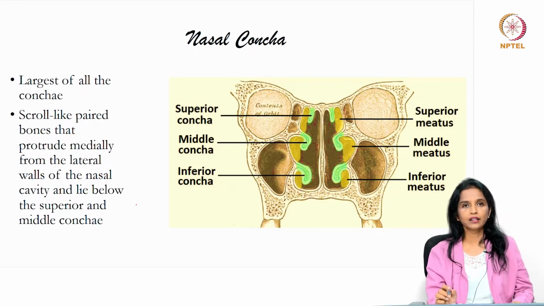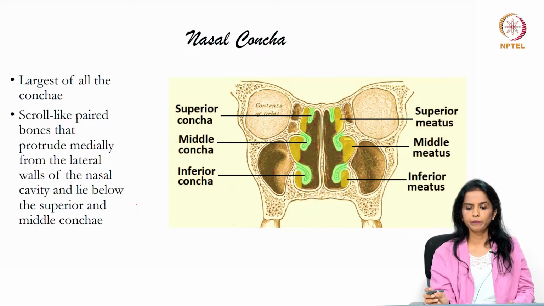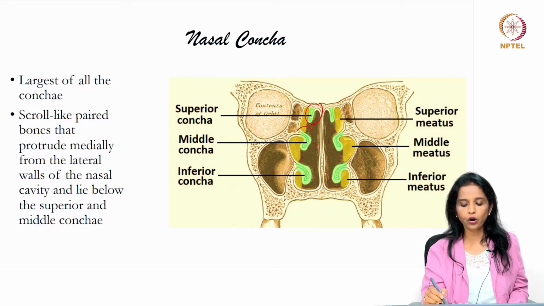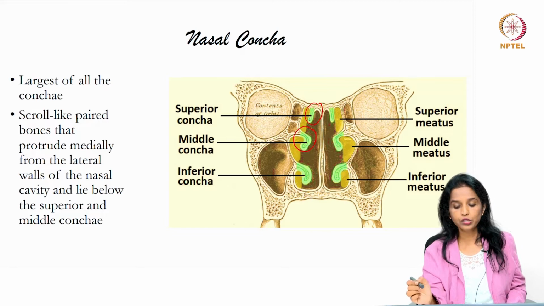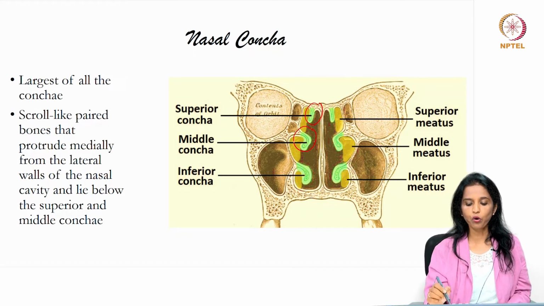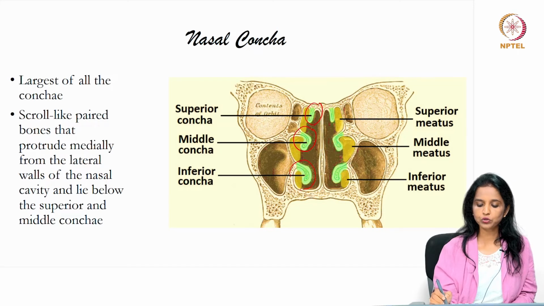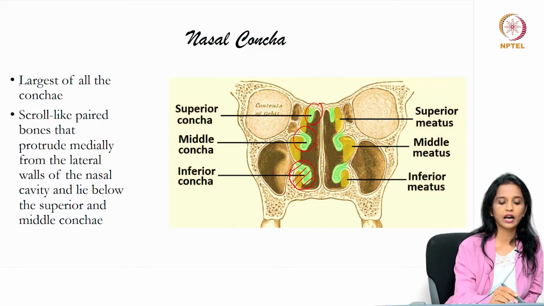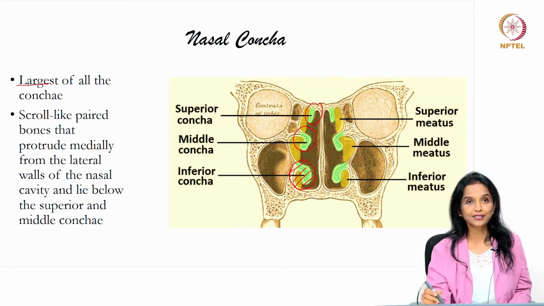The next one is about the nasal concha. So far we saw that there are 3 concha. We had already looked at the superior concha and the middle concha, which were actually part of the perpendicular plate of your ethmoidal bone. And now we move on to see the lower nasal concha. So this lower nasal concha is the largest of all the concha, as the name suggests.